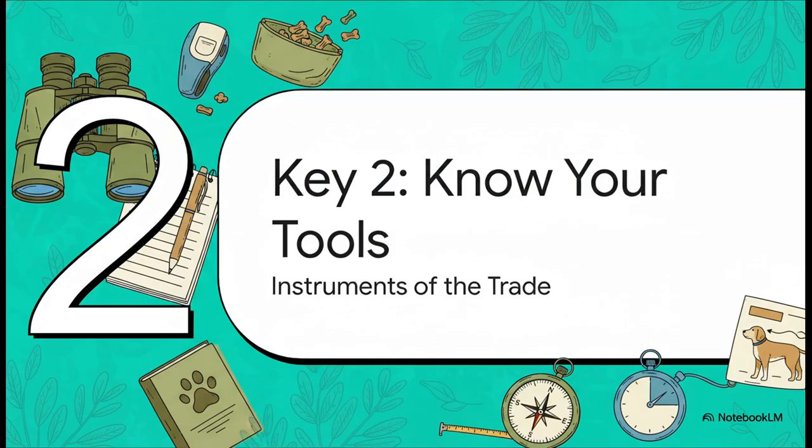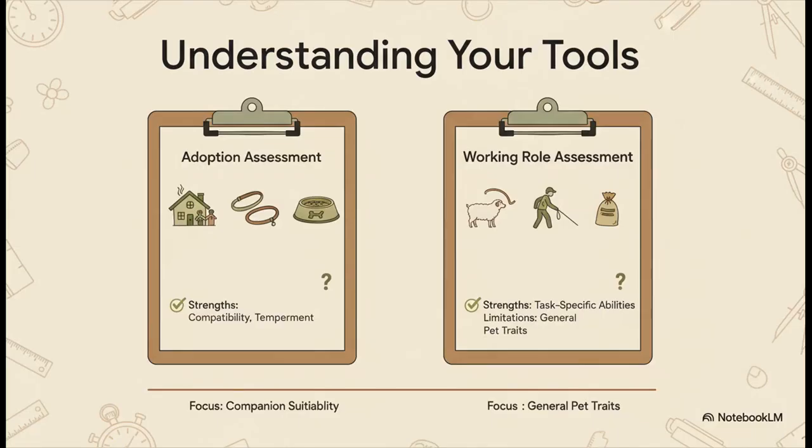Okay, so you can read the animal. Awesome. But that data is only useful if you know how to actually record and analyze it properly. And that brings us right to key number 2. You've got to know your tools. Look, anyone can just follow a checklist, but a professional understands why that checklist is designed the way it is. What's this tool really good at? And maybe more importantly, what are its blind spots? A tool for assessing a potential family pet is going to look way different from one that's screening a dog for a working role. A real pro knows which tool to grab and, crucially, what that tool can't tell them.